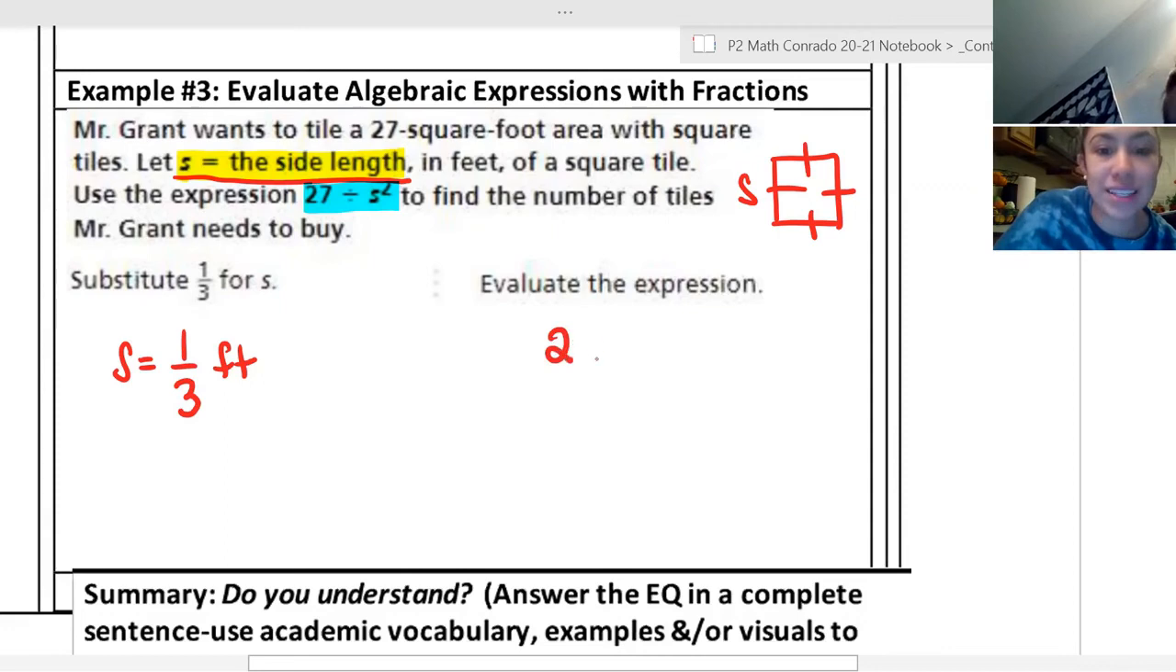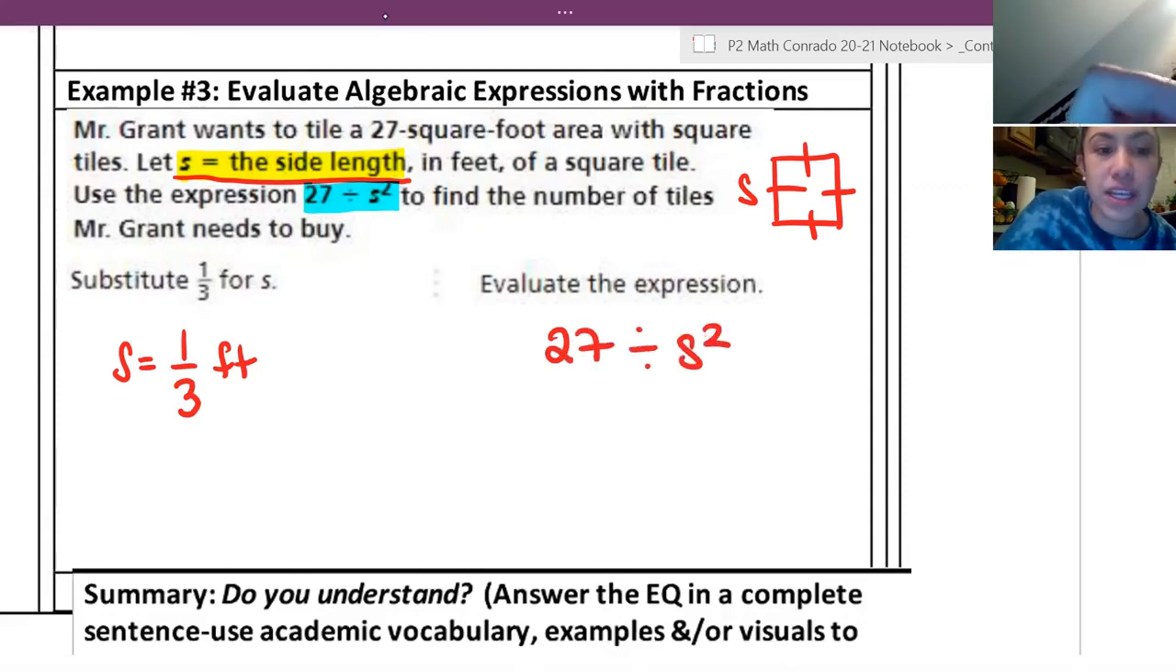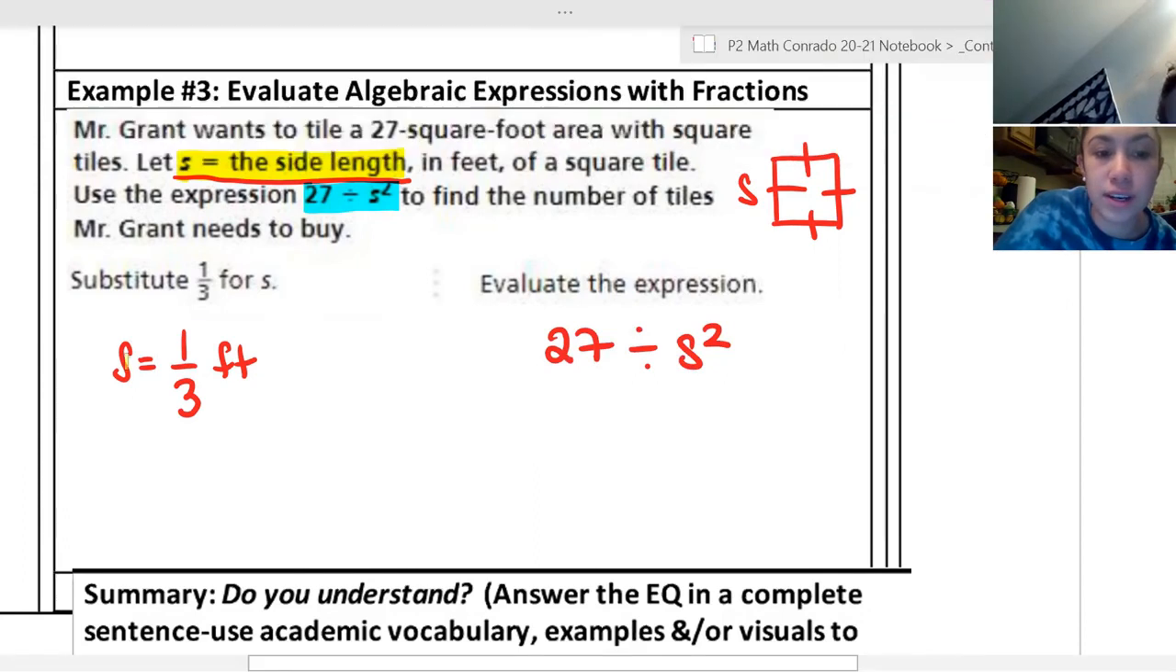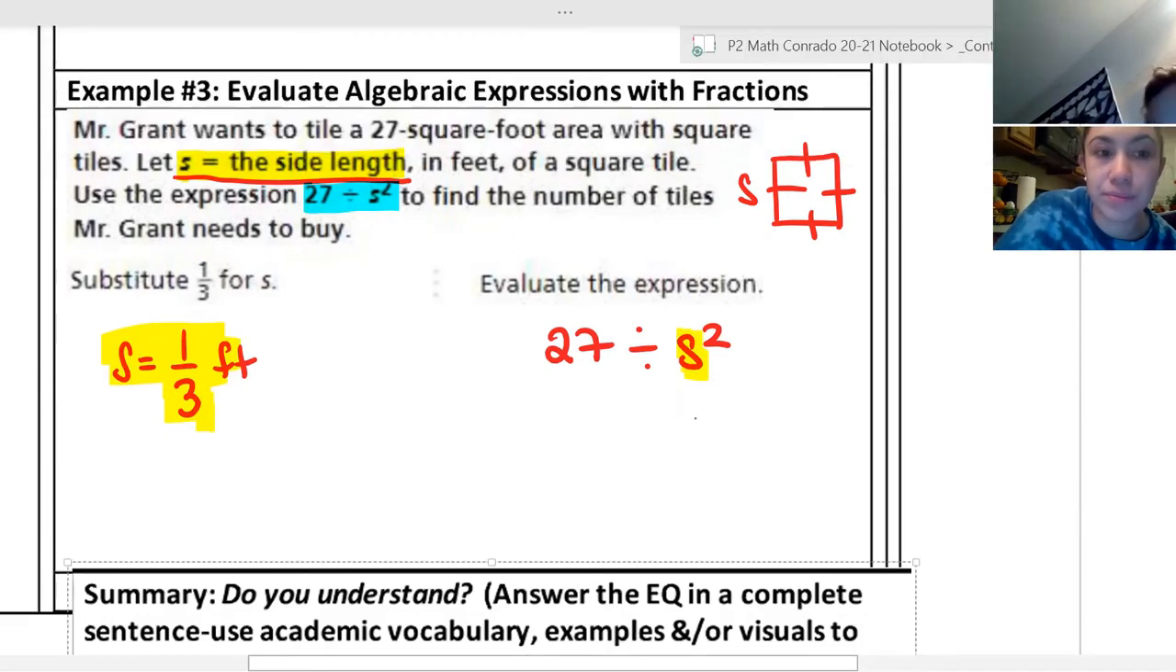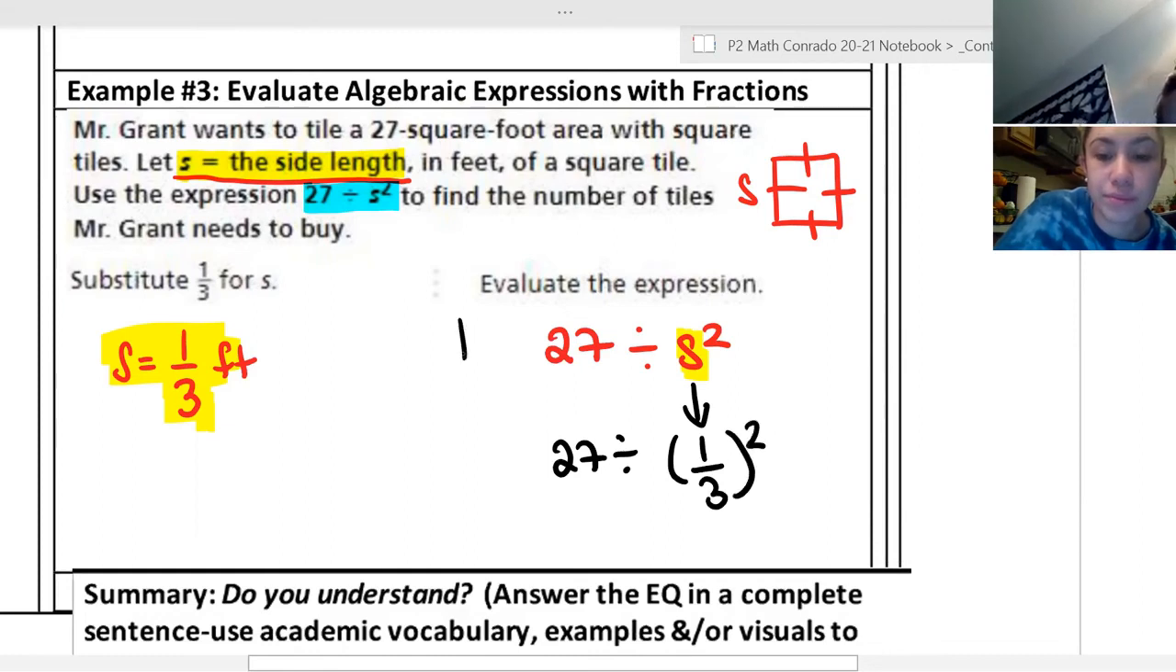Now that we have s, we can evaluate or solve this expression. Let's substitute 1/3 in for s. Let's rewrite the expression: 27 divided by 1/3 squared. We're going to use PEMDAS to now solve our numerical expression.